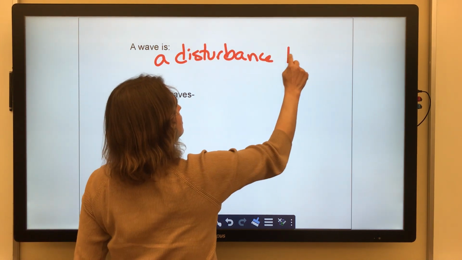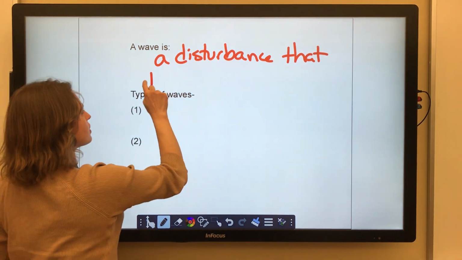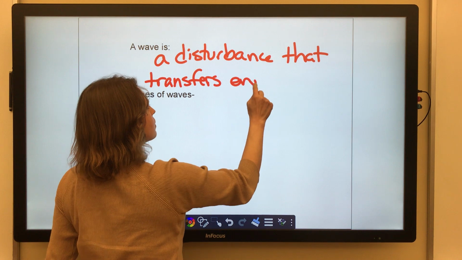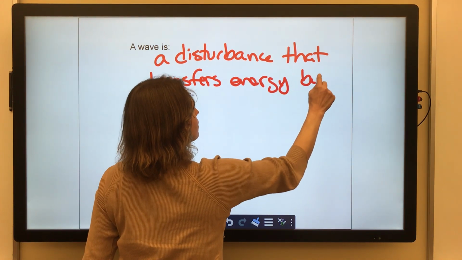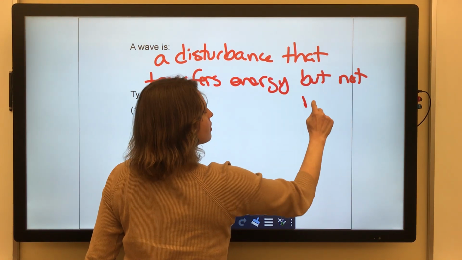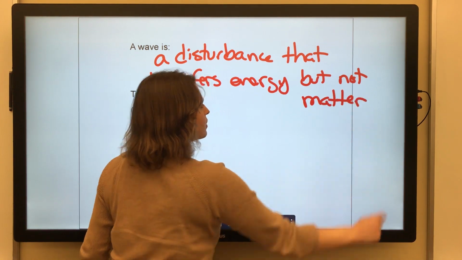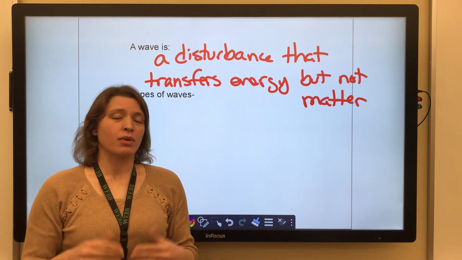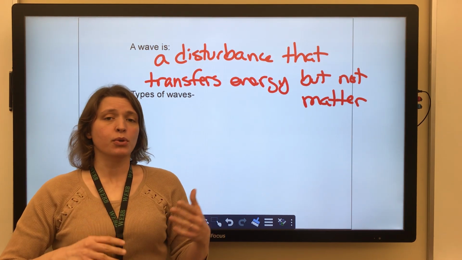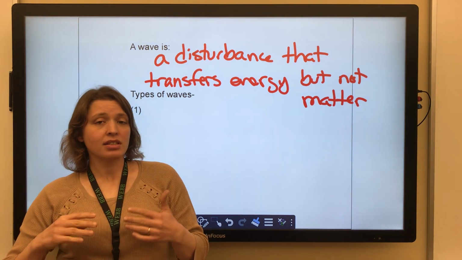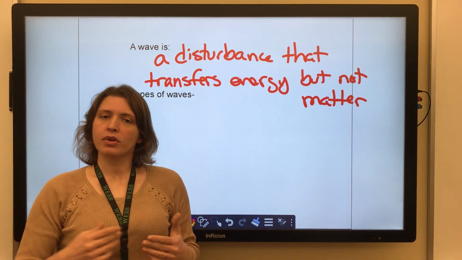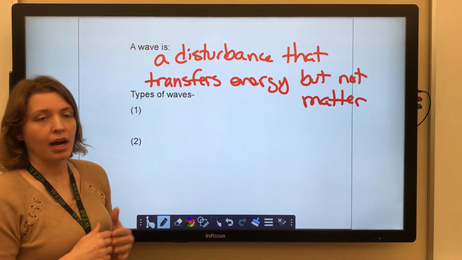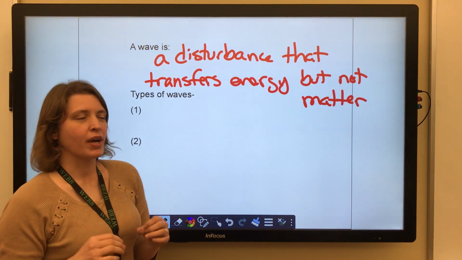A disturbance that transfers energy but not matter. So if you have a wave, there's energy moving from one place to another, even though the particles themselves don't move overall. They might oscillate, they might move back and forth a little bit, but their average position is not changing. There are two main types of waves that we're going to deal with.